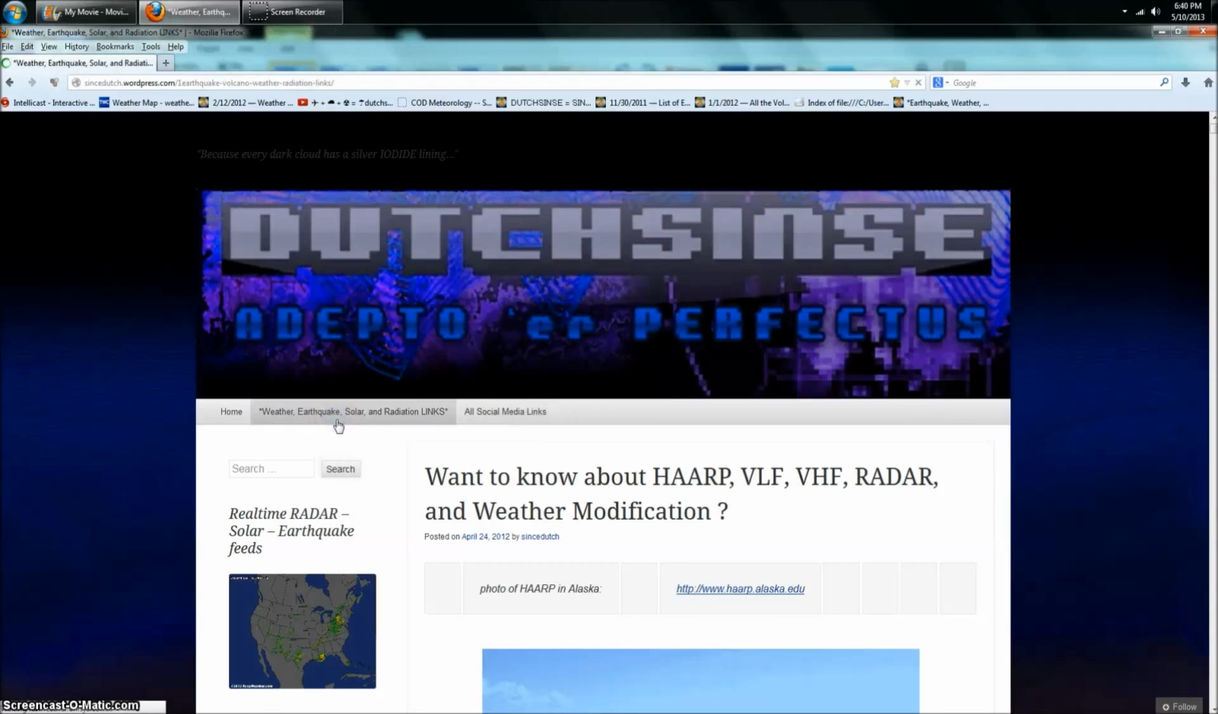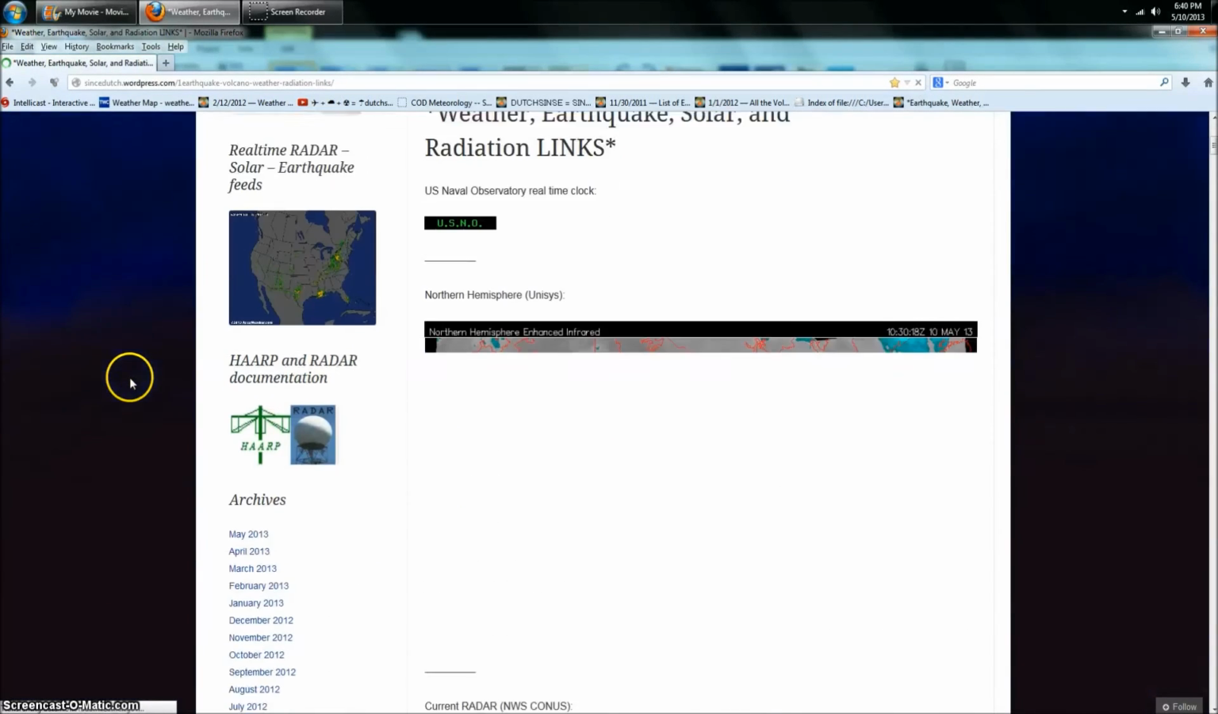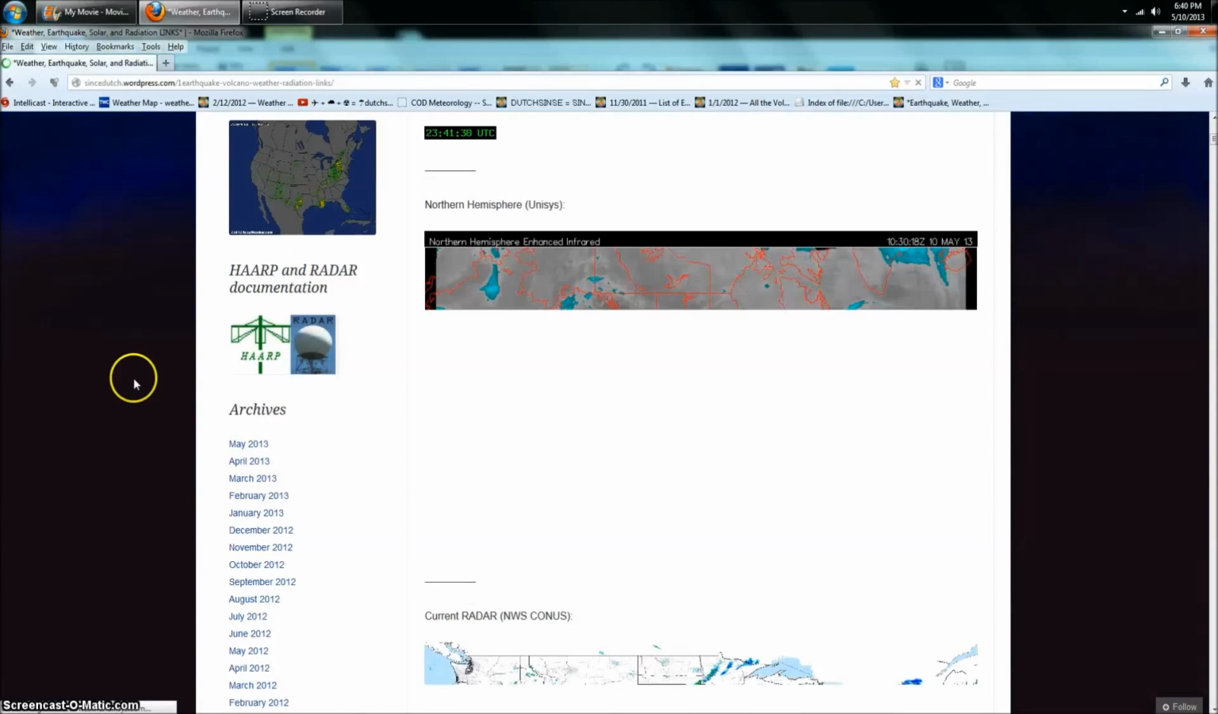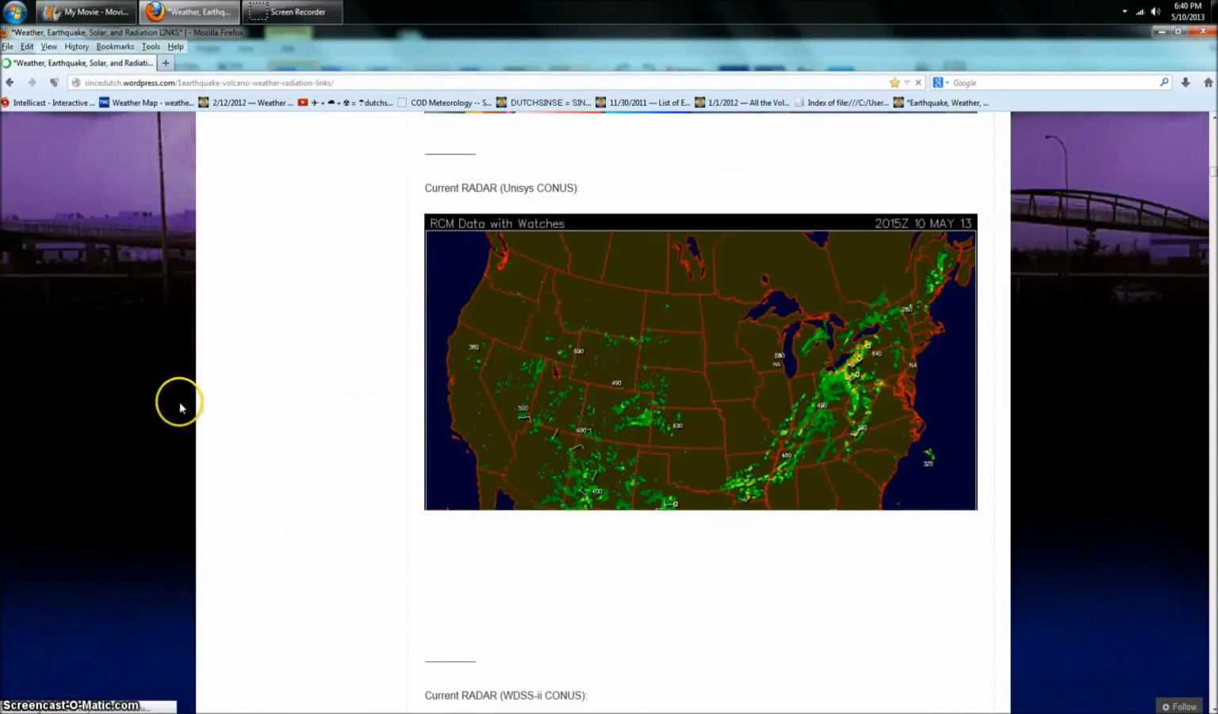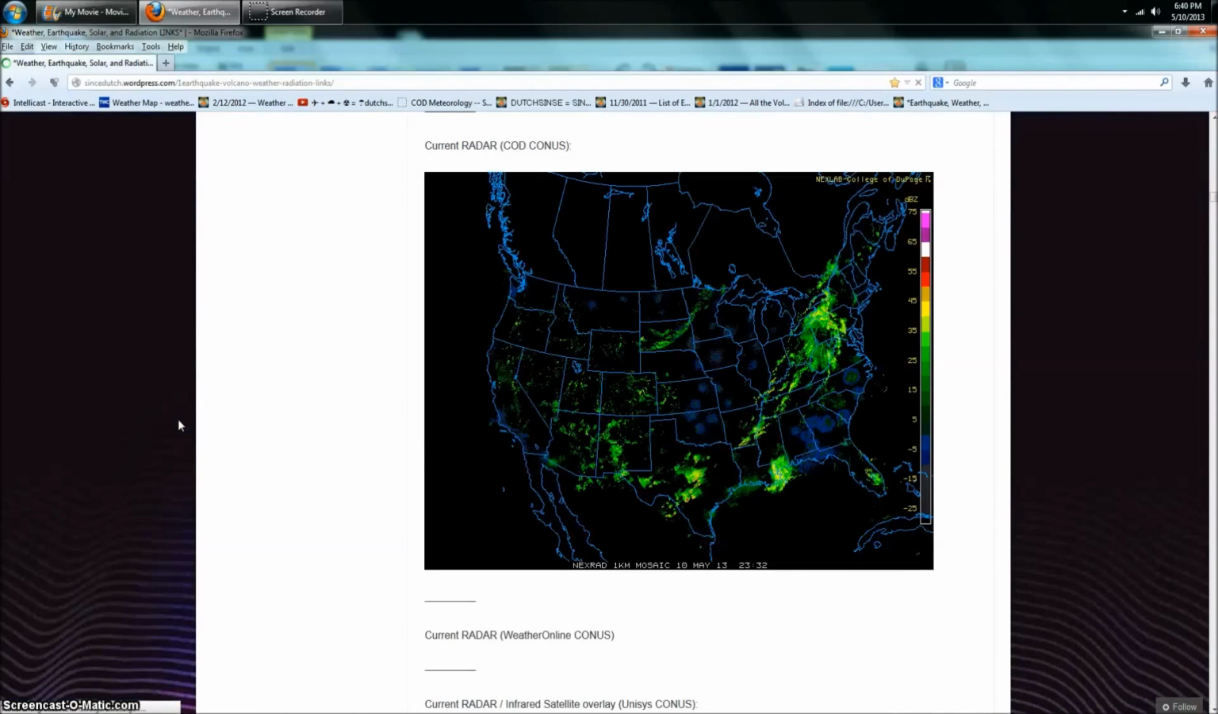And over here on my website, if you have questions on the current weather, what's happening now, how are we able to see what's happening at these different pulse locations, we have multiple radars that you can monitor yourself. And again, the links are down below for that.